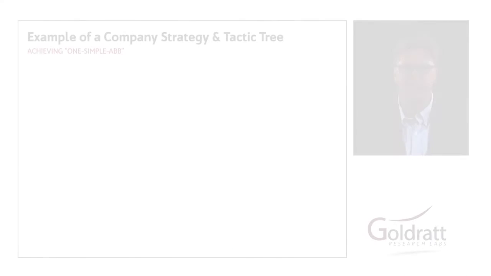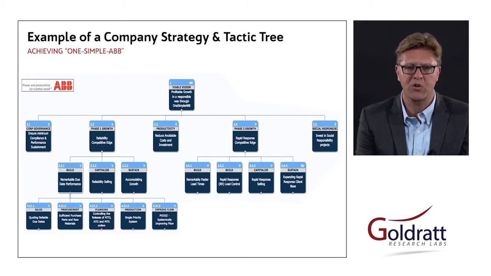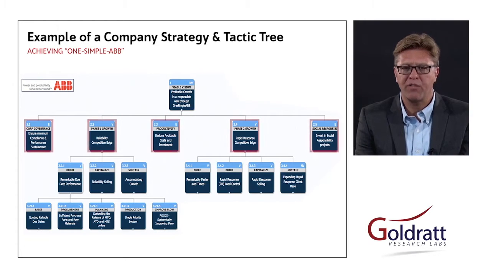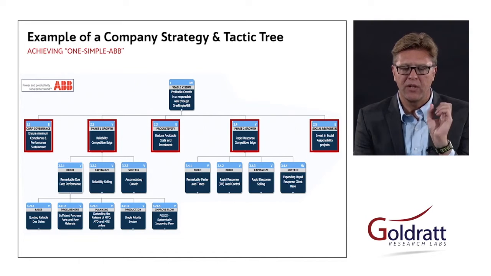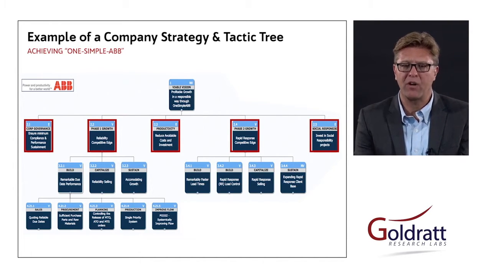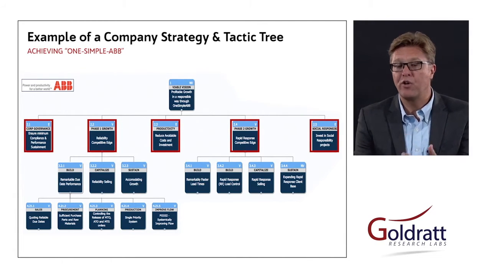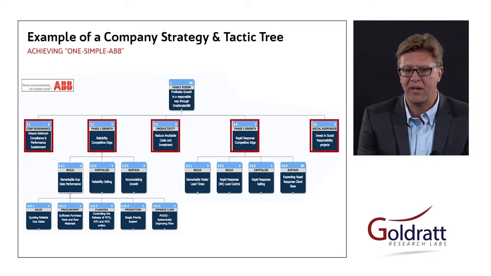What you'll see on the screen here is a real-life example of such a strategy and tactic tree for a very large organization. Level 1 is the goal, achieving profitable growth through one simple ABB. This is the company ABB. Level 2 are defining all those key changes that are needed, the compliance issues, the first decisive competitive advantage, the productivity improvements that can increase or reduce the avoidable cost, the second competitive advantage, and even the social responsibility elements.